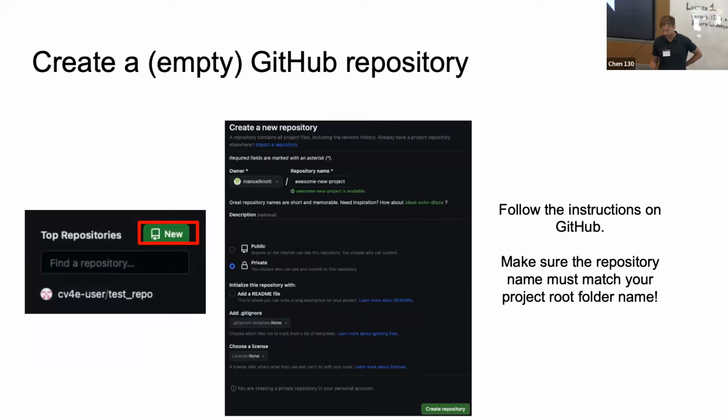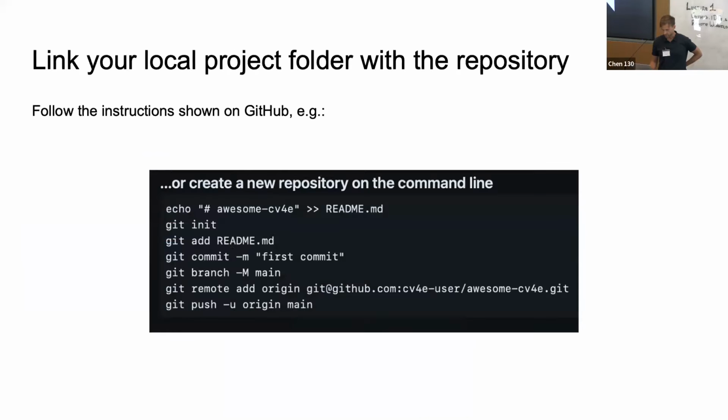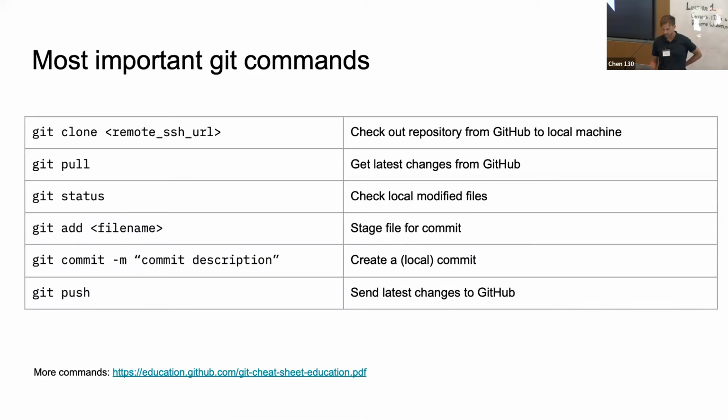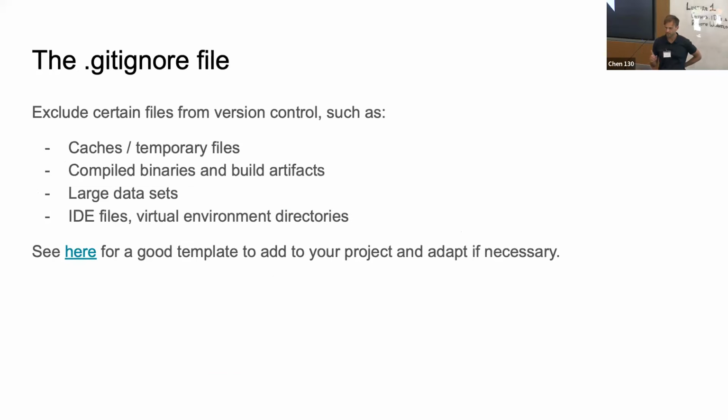Okay. So we went through this. We created a GitHub repository. Here I listed some of the commands. You can look them up. Not too important for now. One important thing is the gitignore file that was mentioned before.